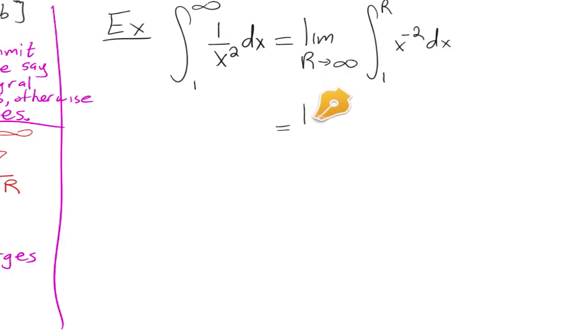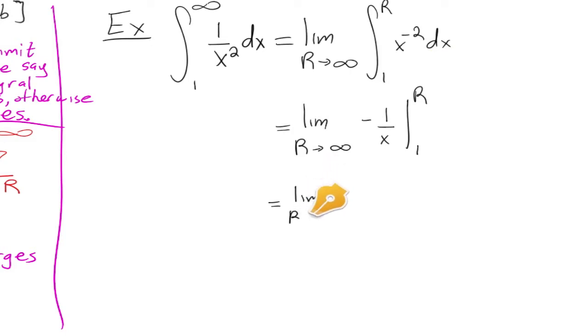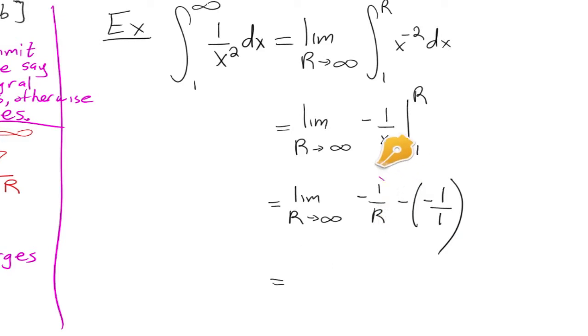So then what's the antiderivative there? Close. Almost. Negative 1 over x. Okay, so this is equal to the limit as r goes to infinity of, I'll just plug in top minus bottom, right? So negative 1 over r minus negative 1 over 1. Interesting. What is this? Oh yeah, that's going to 0. This integral is going towards 0. And what about this other part? Positive 1. Yep, the number 1.